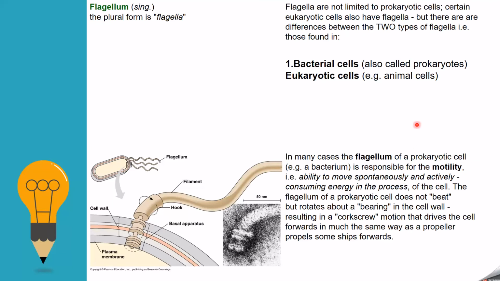In many cases the flagellum of a prokaryotic cell is responsible for the motility, which basically means to be able to move actively and constantly while consuming ATP energy of the cell. The flagellum of a prokaryotic cell does not beat but rotates about bearing the cell wall. It rotates like an engine, a motor, like a corkscrew, which is a pretty accurate analogy, a motion that drives a cell forward in much the same way as a propeller propels some ships forward. So it's like a propeller, which just spins constantly, providing movement. If you want to get a higher grade, you could use the word motility: the flagellum is responsible for the motility of the cell.